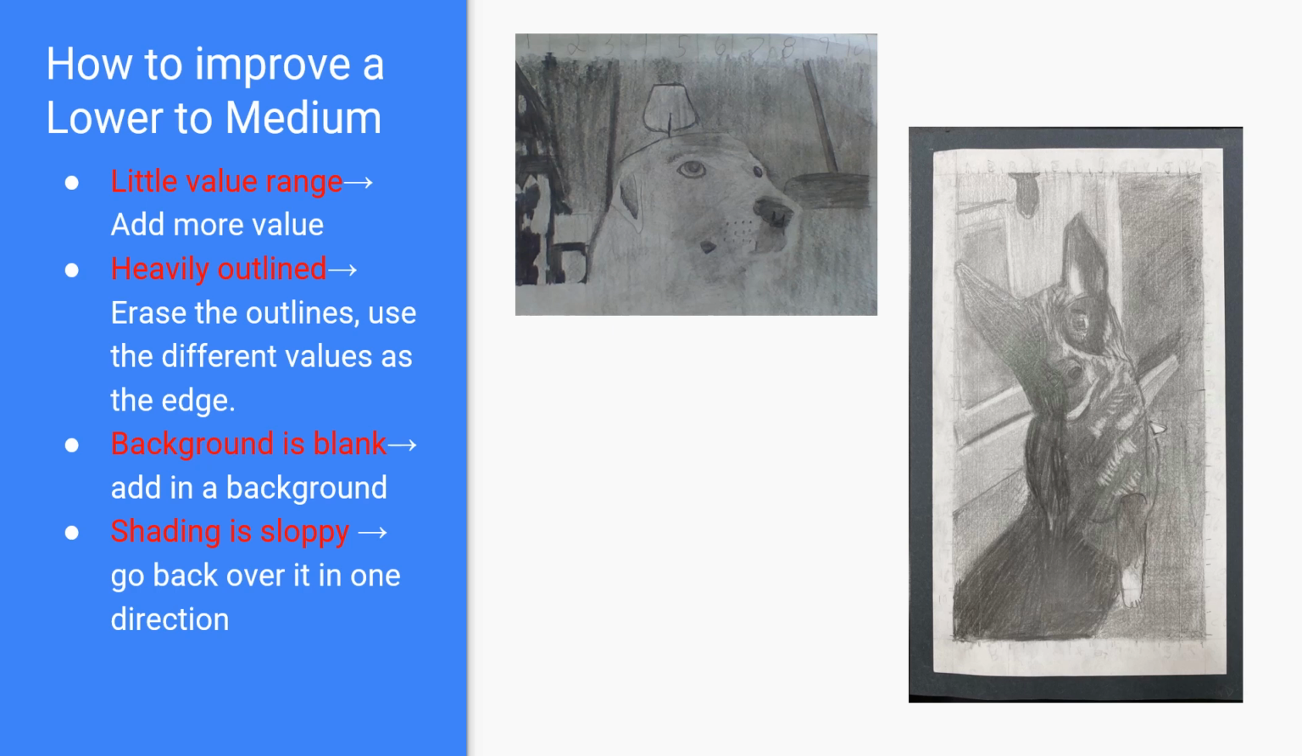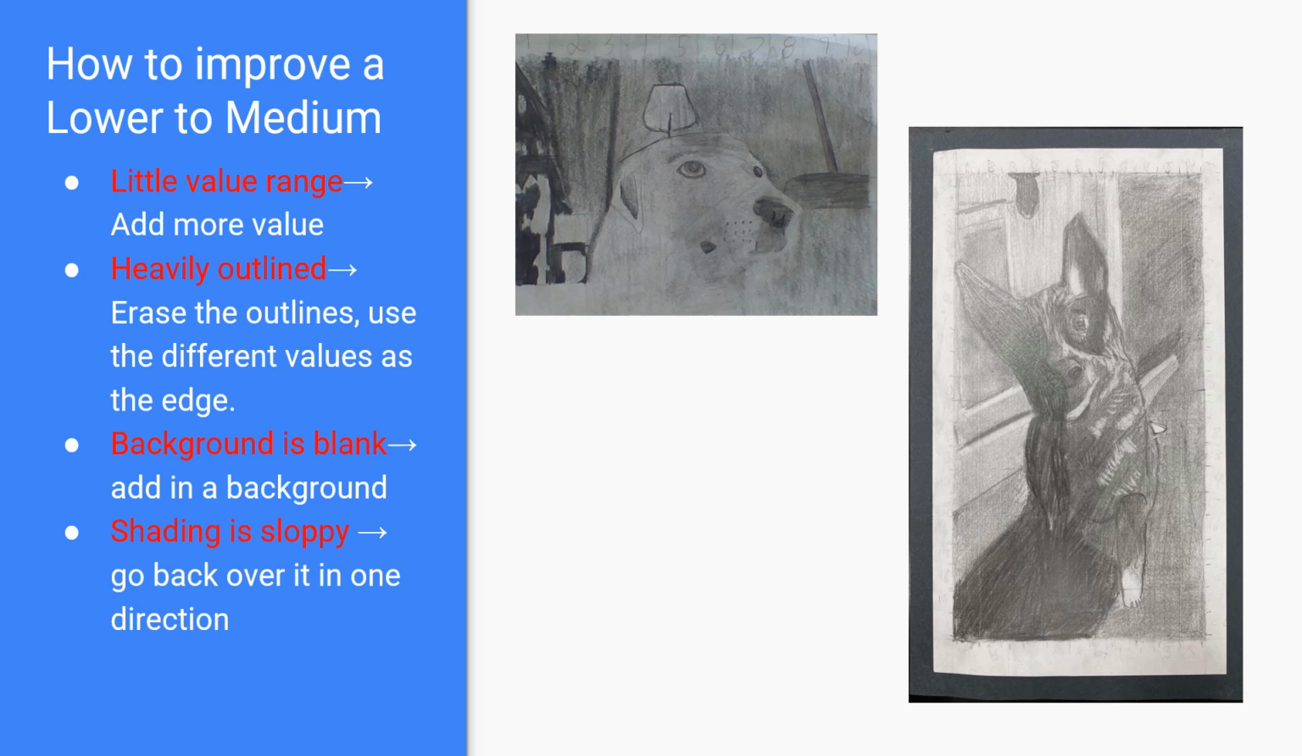If you do have a lower level drawing, how can we bump it up to a medium level? All right, so first of all, we said that there wasn't enough value. It was little value, so it was all the same shade of gray. You could go back and add in more value. It was heavily outlined. You could erase the outlines. You could use different values as the edge.